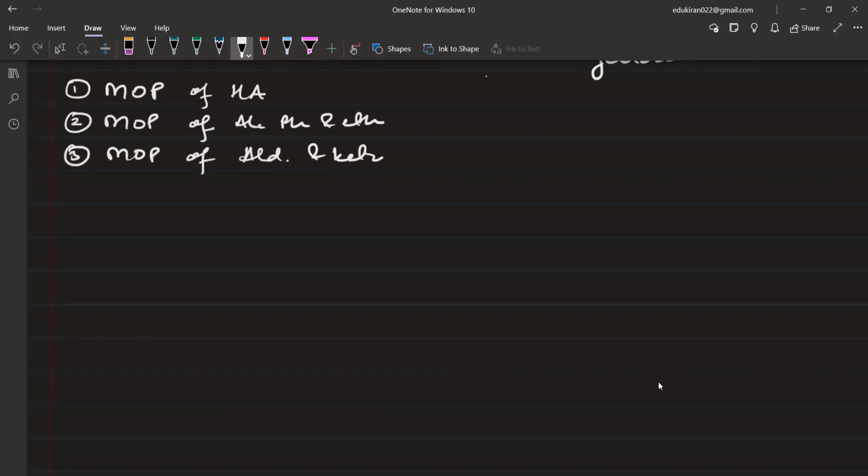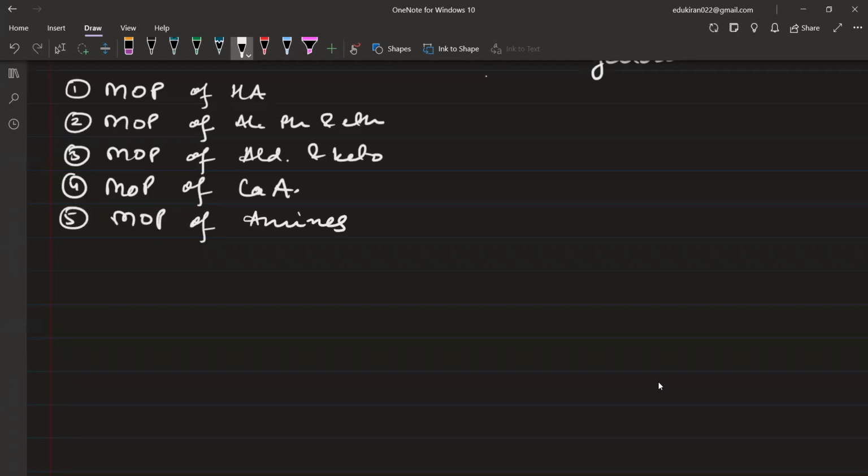aldehyde and ketone. Since you have a lot of reactions in aldehyde and ketone, you will make another for carboxylic acid. Okay, and then 5th is the method of preparation of amines. So this will be your 5 pages.